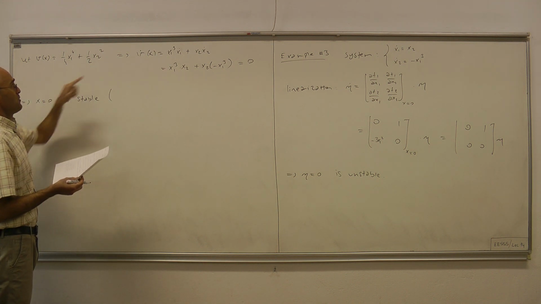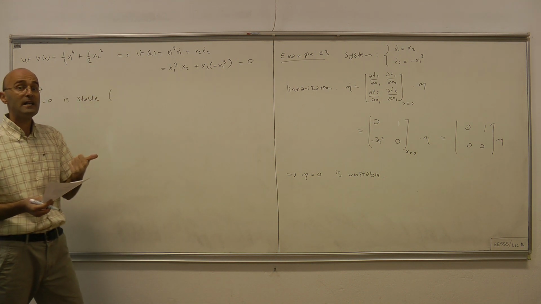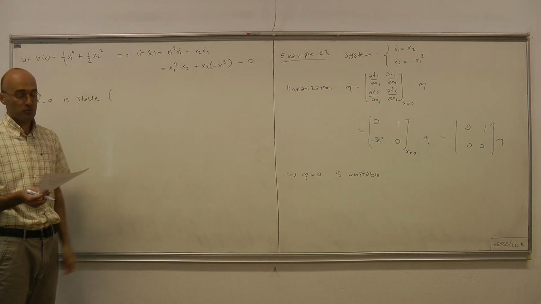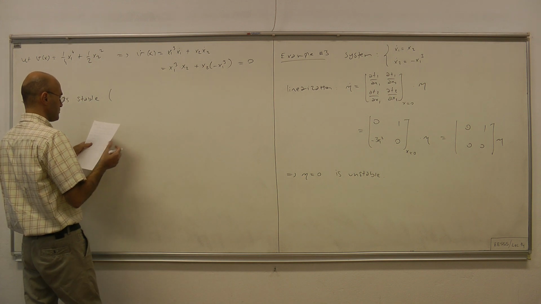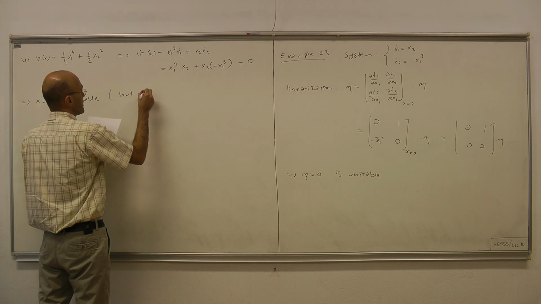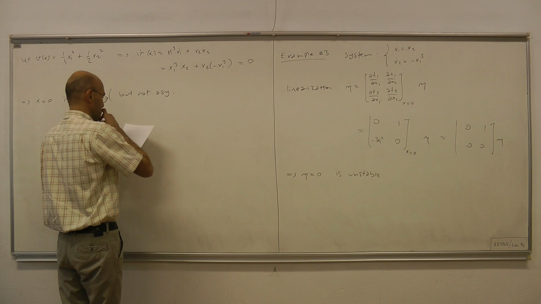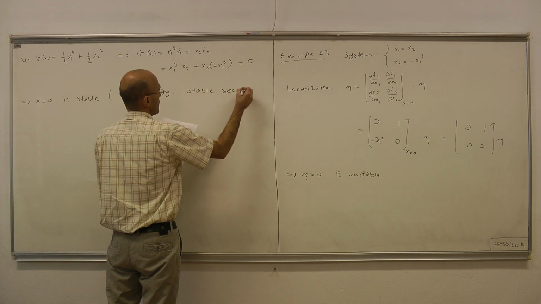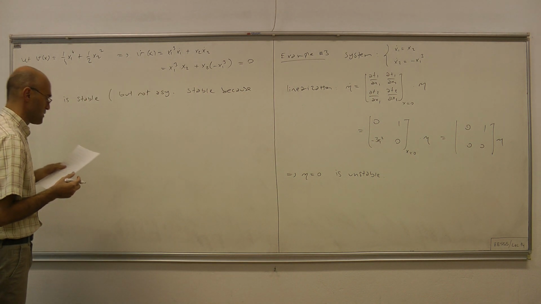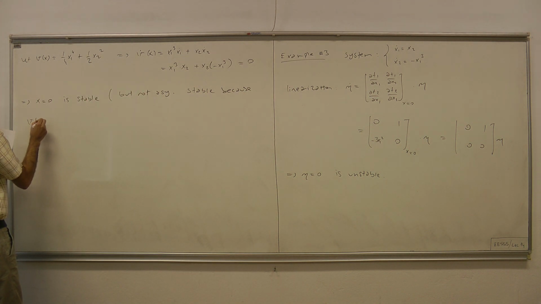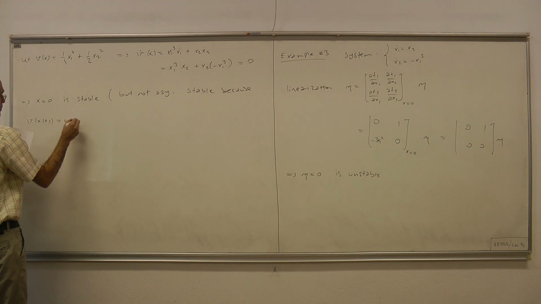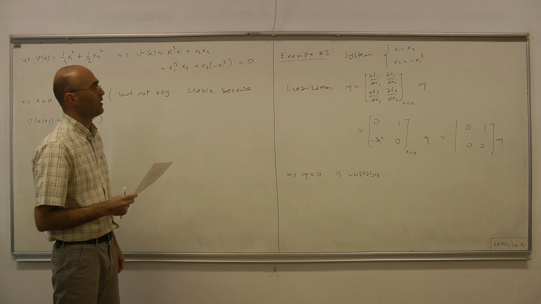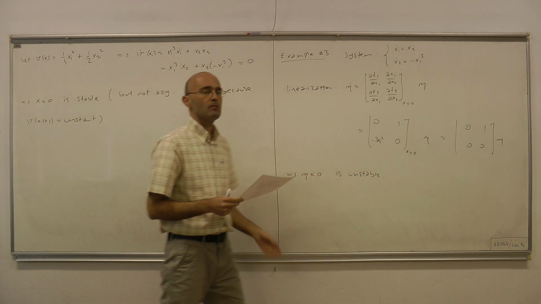So this V dot equals 0 tells us not only the system is stable, but also it tells us that the origin is not asymptotically stable, because V of x of t is constant. Again, linearization is unstable.